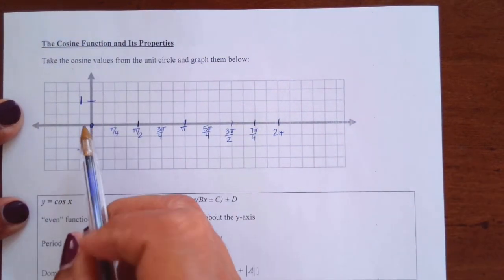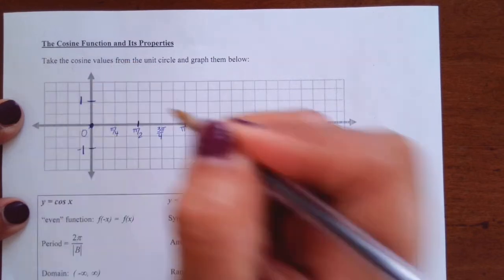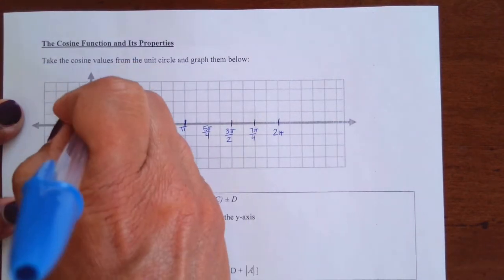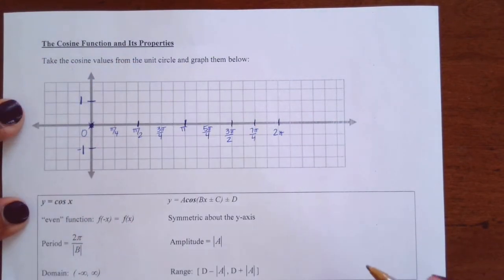Don't put that point there. That's a mistake. I'm sorry. I used a pen, so I can't erase it. So that point is not there. Okay? Don't put that point on your graph.